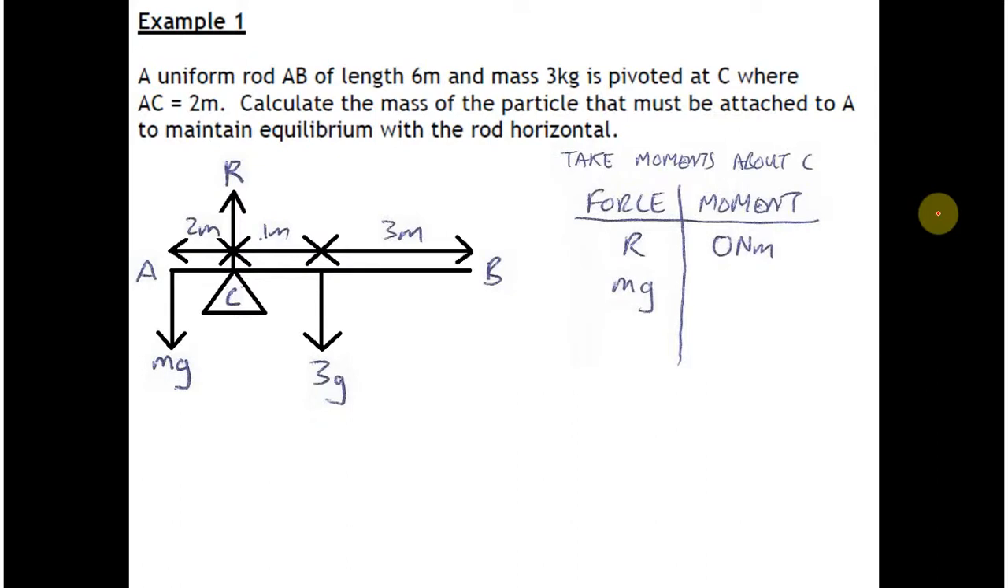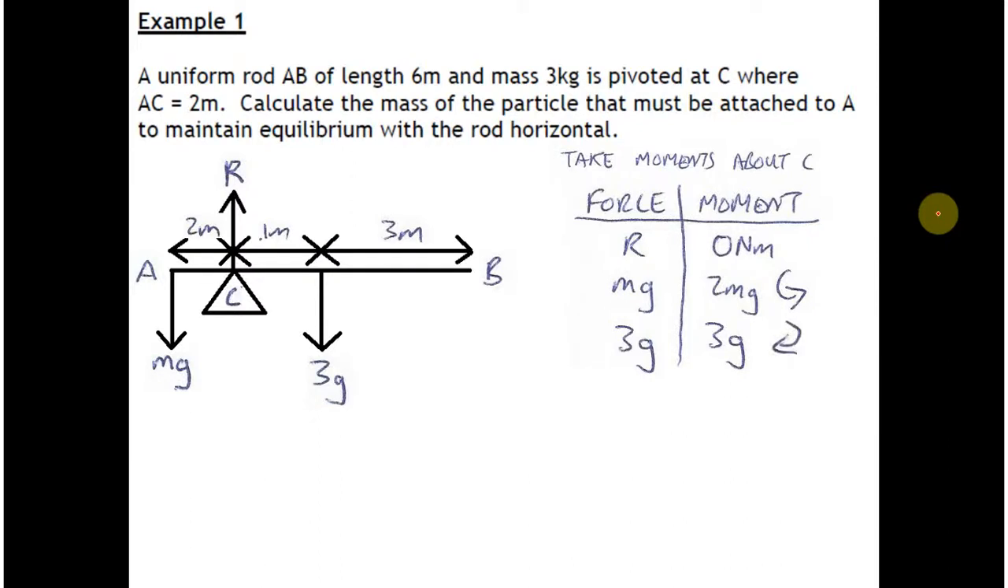mg is 2 meters away, so perpendicular distance 2 times force mg is 2mg, and if we spin it round the pivot C, it would spin in an anti-clockwise direction. Finally, the 3g force, it's 1 meter away from C, so it's 1 times 3g, gives us a moment of 3g. If we spin it round the point C, it would spin in a clockwise direction.